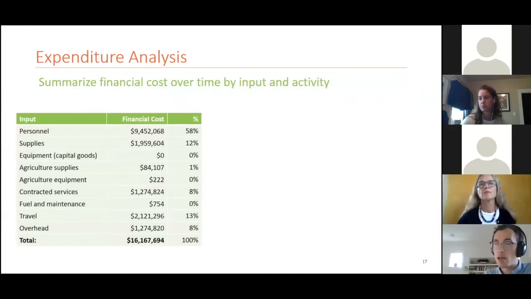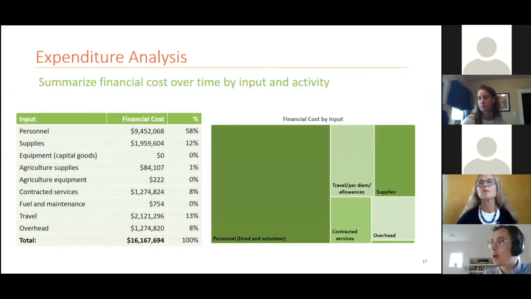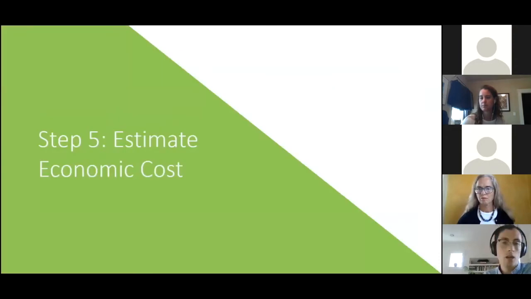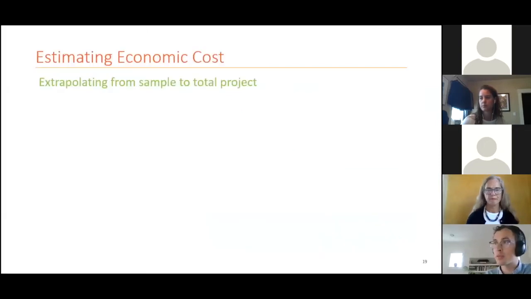At the other end, the expenditure analysis template produces simple summaries of your data by input type, activity type, program year, platform, etc. And these outputs and summaries can be easily modified to suit your needs. It's all just in Excel. So once you have some qualitative data collected and you know the costs that are represented in your expenditure data, you can proceed to estimate your total economic cost.